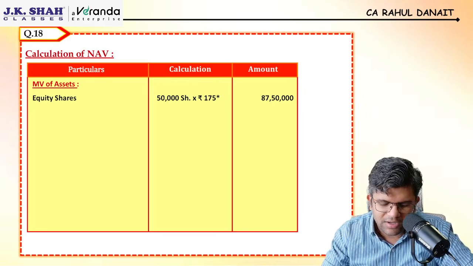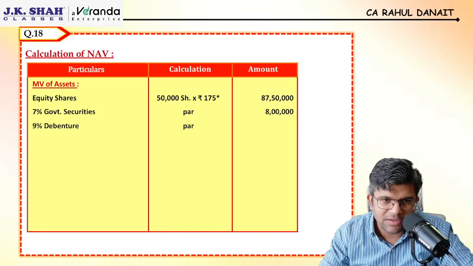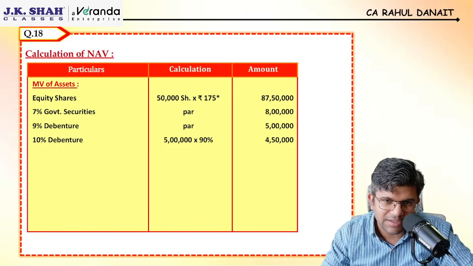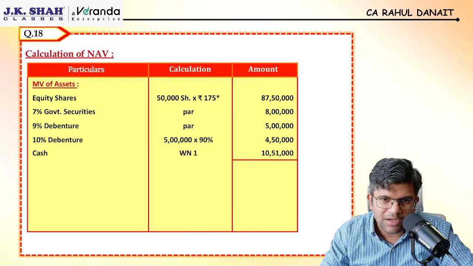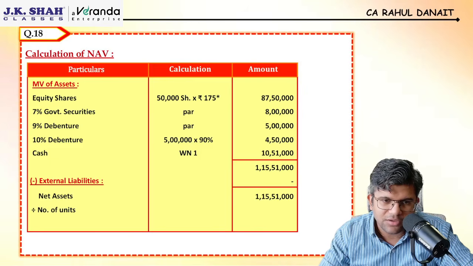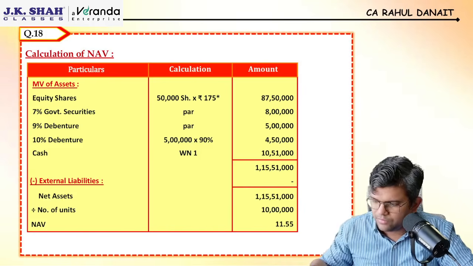Everyone understood now? 175 rupees is the equity share price. Government securities at par, 9% debentures at par, 10% debentures at 90%, and cash, I'll give you a working note, okay? And total will give you 1 crore 1551 minus external liabilities nothing. Net assets comes to this much. Divide by number of units. This is the solution, okay? Please copy it down.